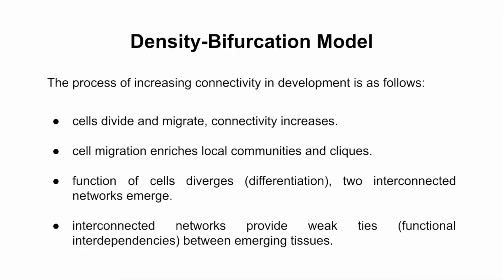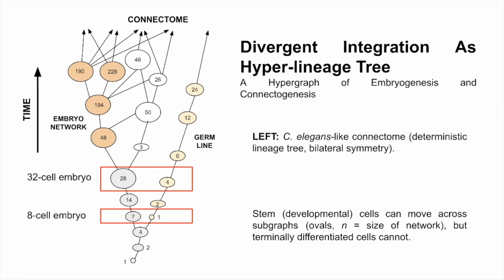And then finally, interconnected networks provide weak ties or functional interdependencies between 2 modules. And these could be emerging tissues or some other set of systems within the embryo. And so this leads us to something called a hyperlineage tree, which is a hypergraph based on a lineage tree topology. So you can see that as this hyperlineage tree reaches 4 cells, it's still a single network. But as you reach 8 cells, then you have 1 germline cell and 7 regular embryo network cells. And you get up to 28 network cells in the embryo network. At the next stage of round division, this network bifurcates into 3 connectome cells and 48 embryo network cells.